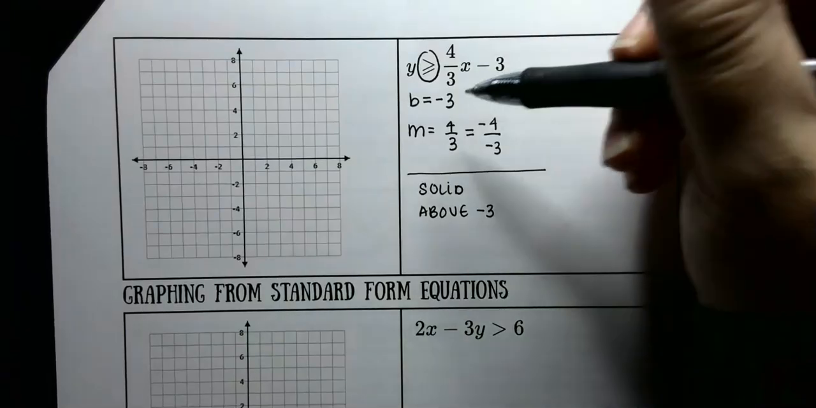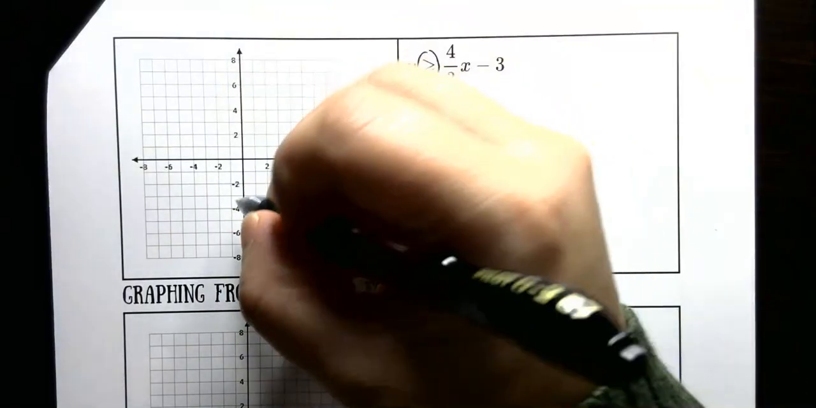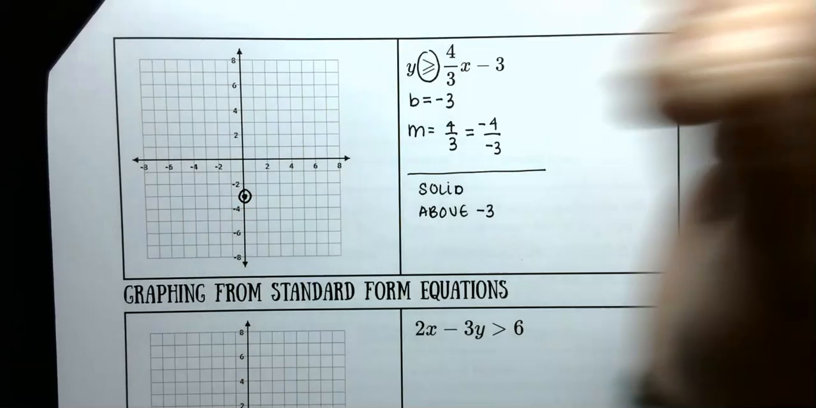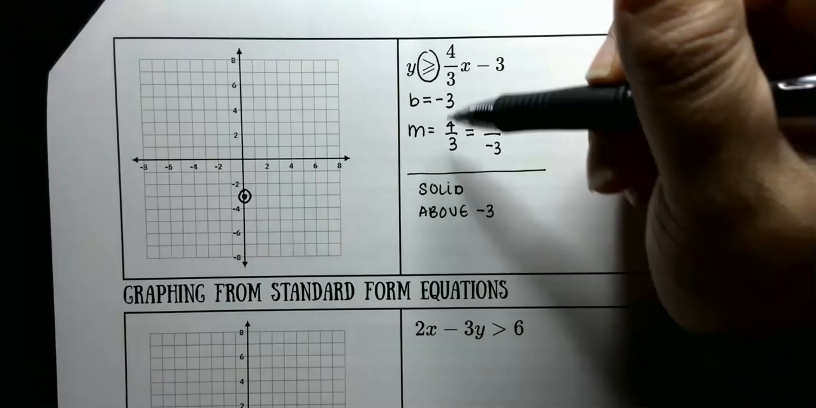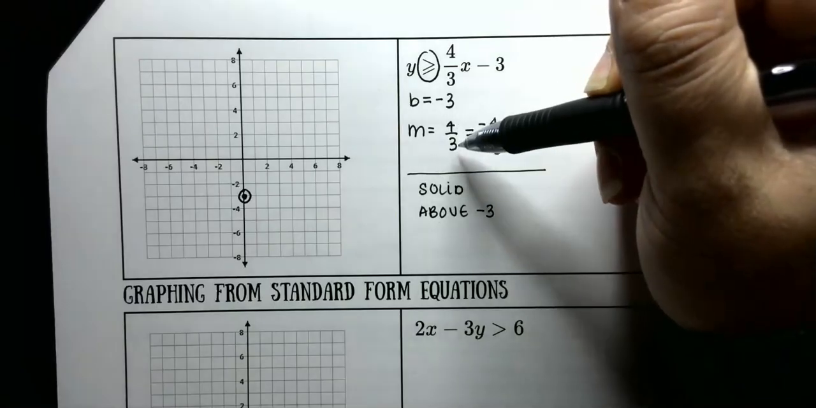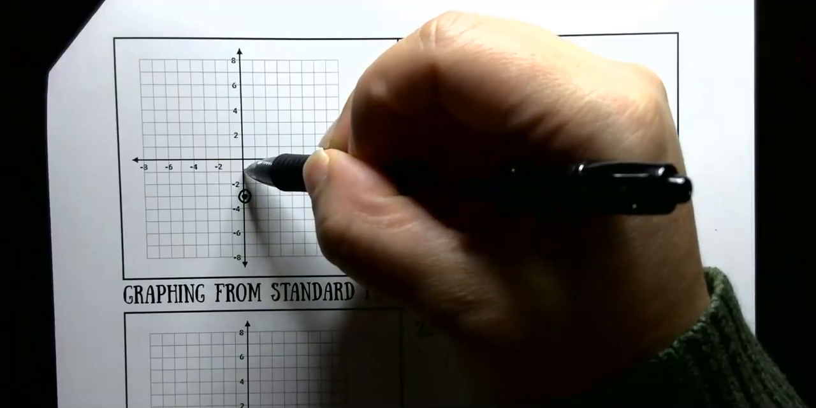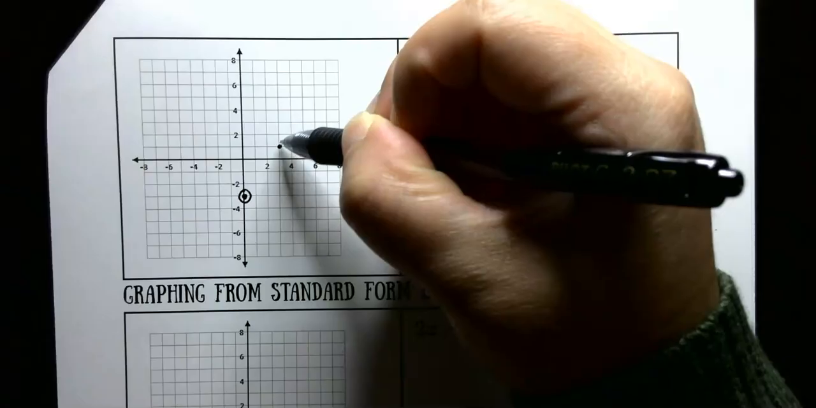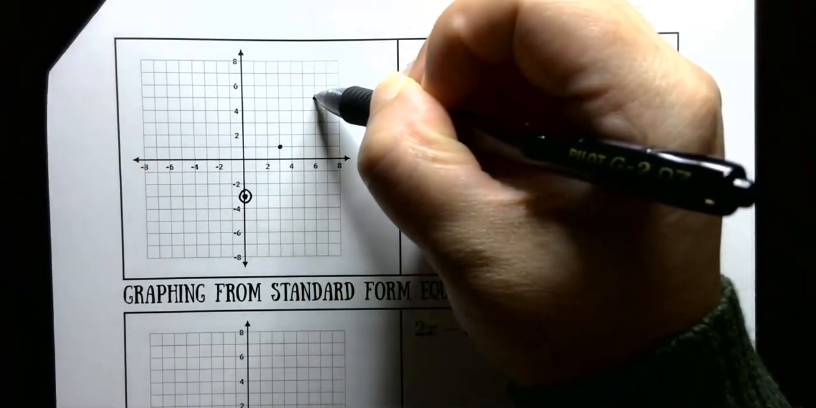All right, so from here, let's find our y-intercept, which is right here. Okay, I'm going to circle it because I need to come back to it to determine where we're going to shade. According to our slope, we need to go up 4 and to the right 3. So from here, this is my 0, 1, 2, 3, 4, 1, 2, 3.